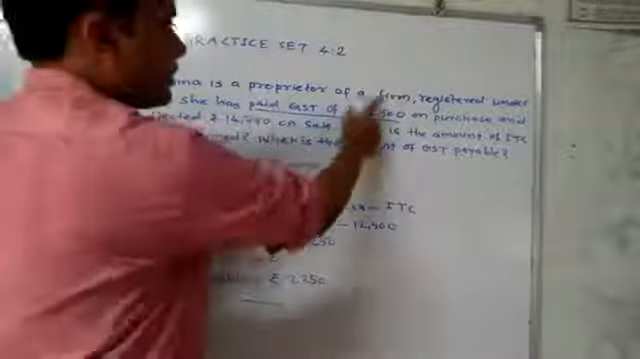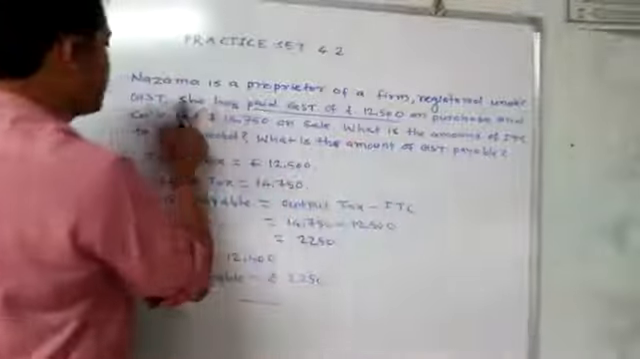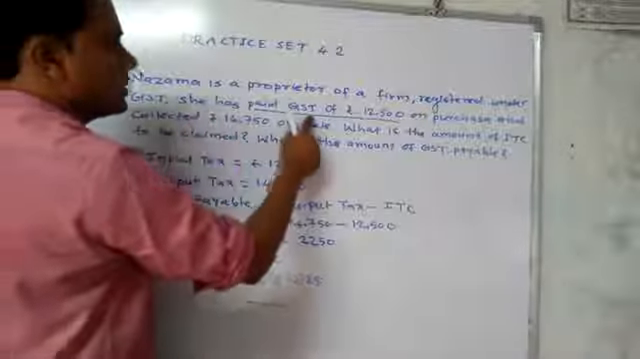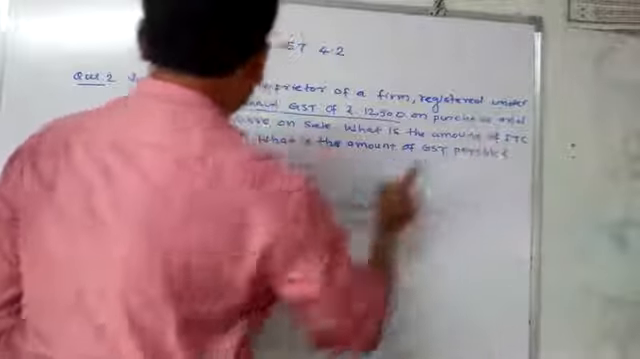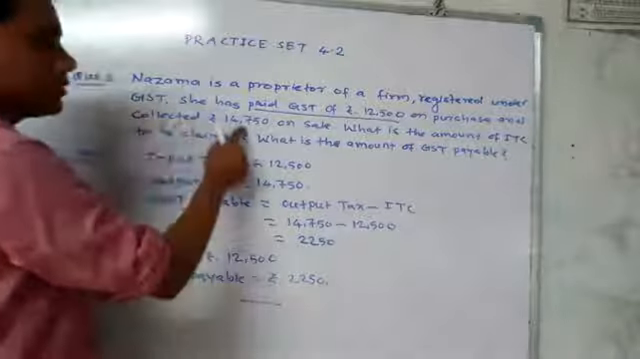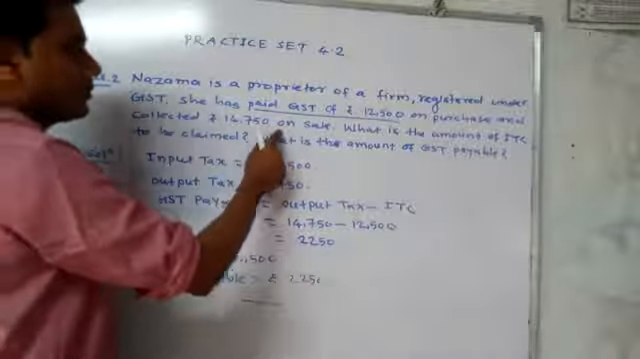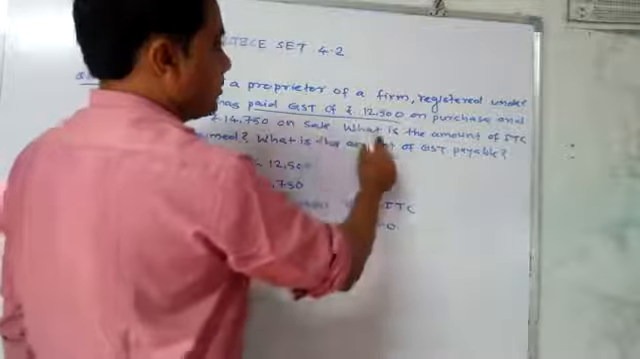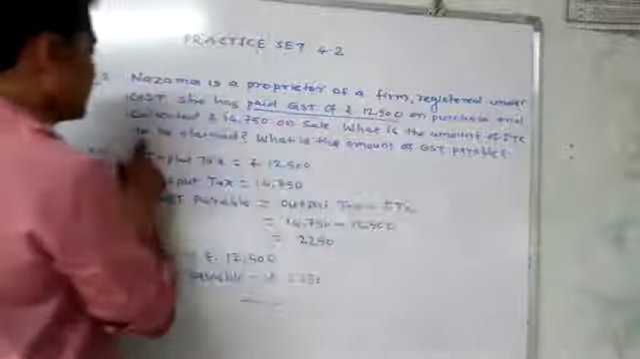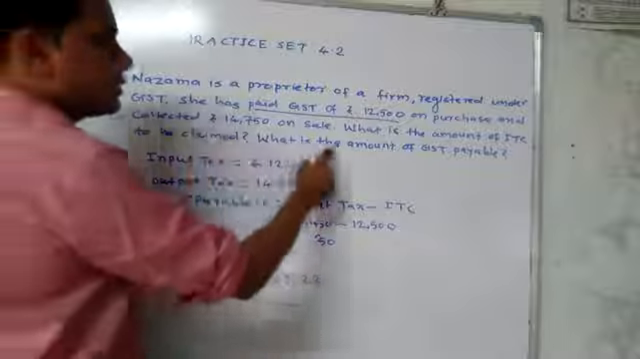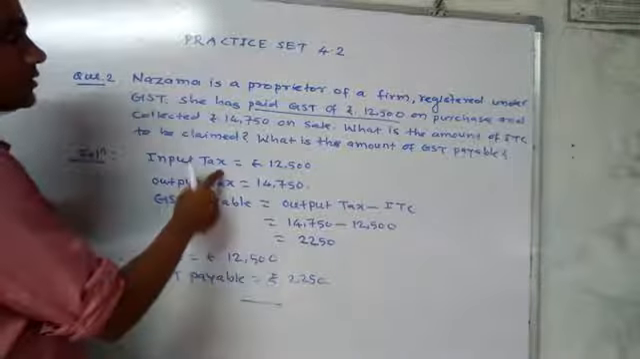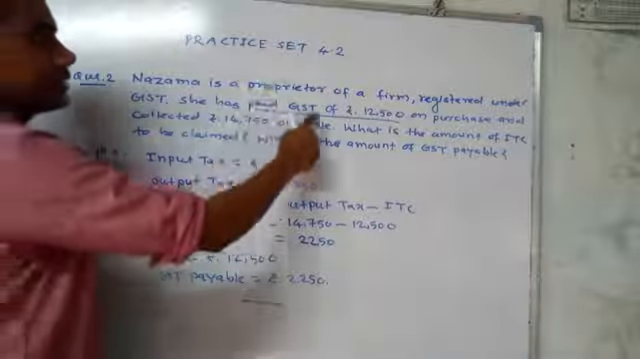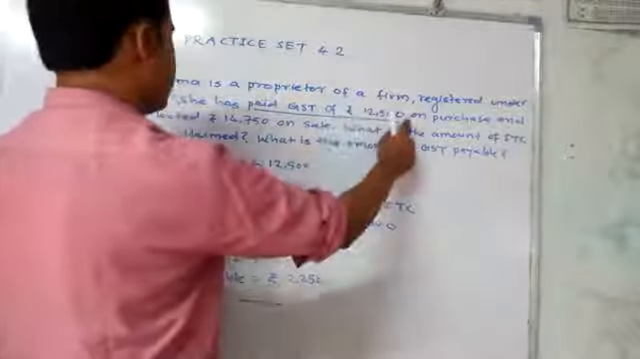Nazma is a proprietor of a firm registered under GST. She has paid GST of rupees 12,500 on purchase and collected rupees 14,750 on sale. What is the amount of input tax credit to be claimed and what is the amount of GST payable? So input tax means when trader pays GST at the time of purchase, that is input tax.